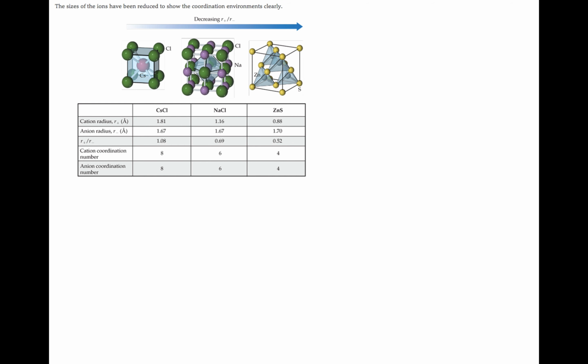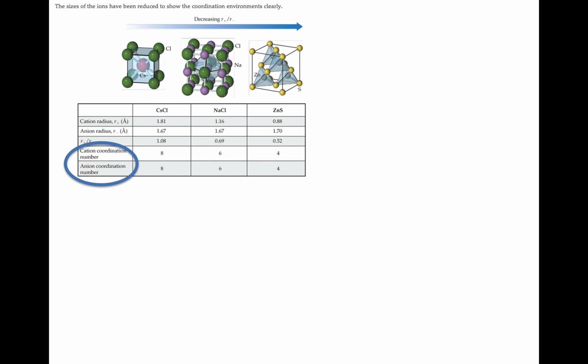Now, let's look a little bit more closely at these features then. So these are the same three. We can look at different parameters within the table. I see information about the size of the cations and the anions, a ratio involving those, and then the coordination number. So for the coordination number, that's our short range order, the immediate neighbors.